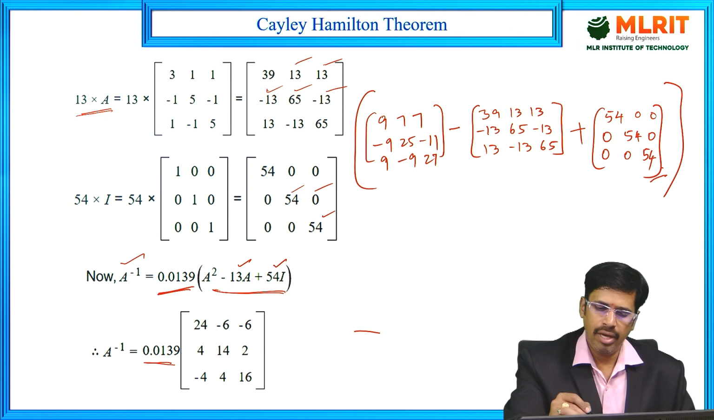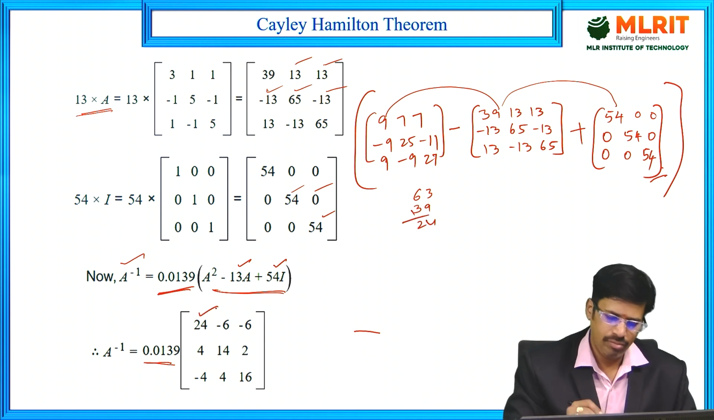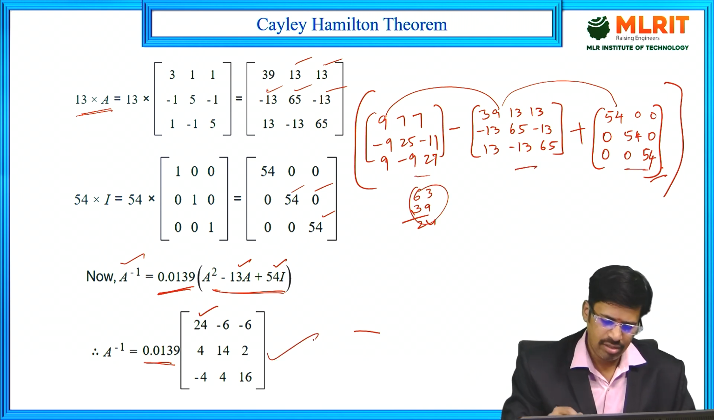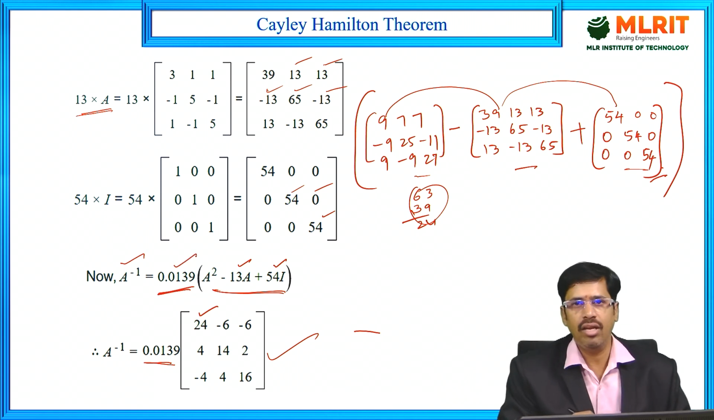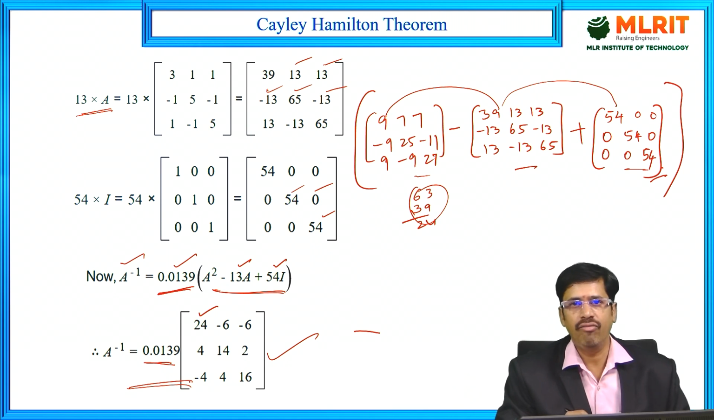So 9 minus 39 plus 54: 54 plus 9 is 63, minus 39 is 24. Like that, you subtract this matrix and add this matrix, and you get this matrix. You multiply each and every element by 0.0139, and we get the required matrix inverse. So this is how we find the inverse of a matrix by Cayley-Hamilton theorem.